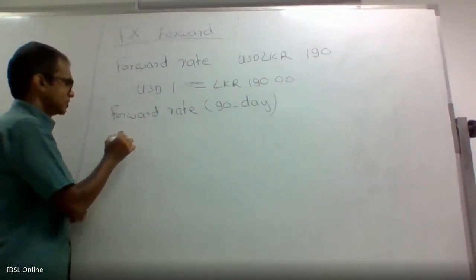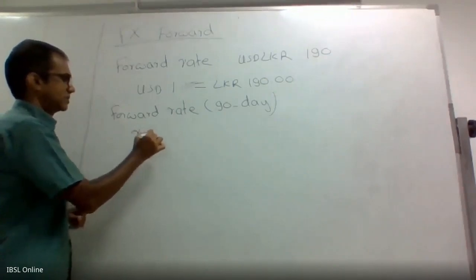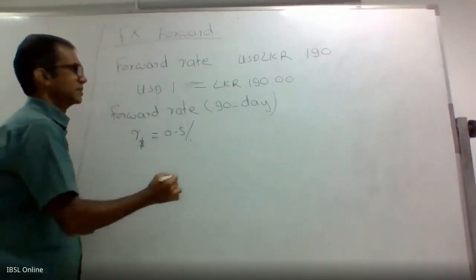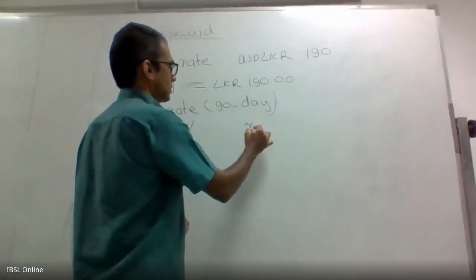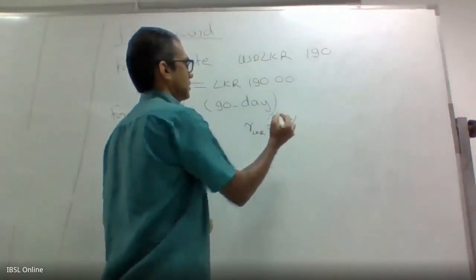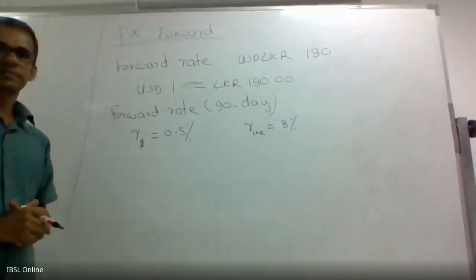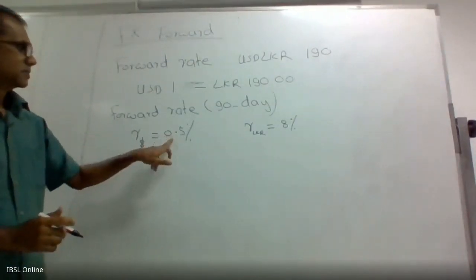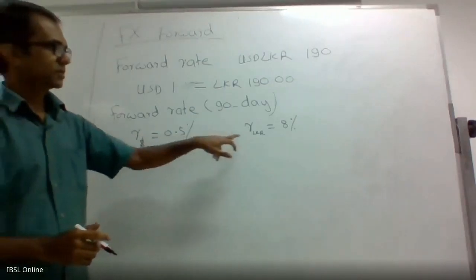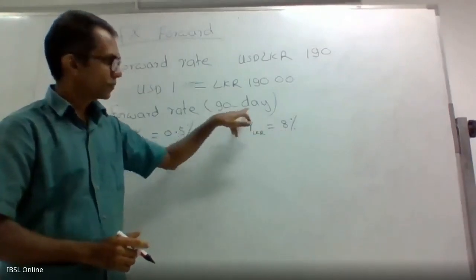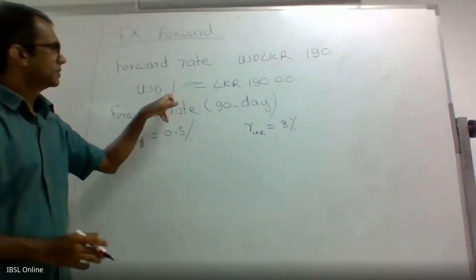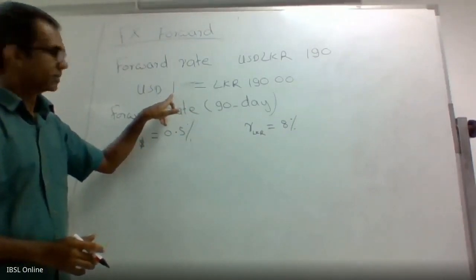So we'll assume the dollar interest rate is 0.5% for 90 days, and the rupee interest rate is 8%. Dollar interest rate 0.5%, rupee interest rate 8% for 90 days. Now we know how to calculate the future value of this $1.